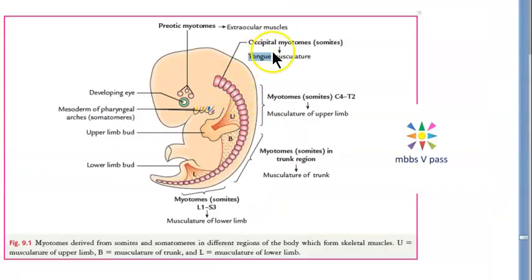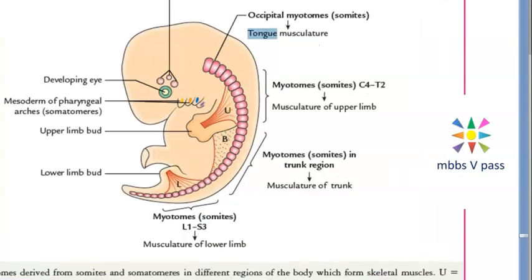So here they are showing you that the muscles of the tongue come from the occipital myotomes, the somites, which come from the paraxial mesoderm, a part of the intraembryonic mesoderm. Here you have the pharyngeal arches, also called the branchial arches. From these arches you will get the tongue. The anterior two-thirds you get from the first arch, and from the second, third, and fourth arches you get the posterior one-third of the tongue.